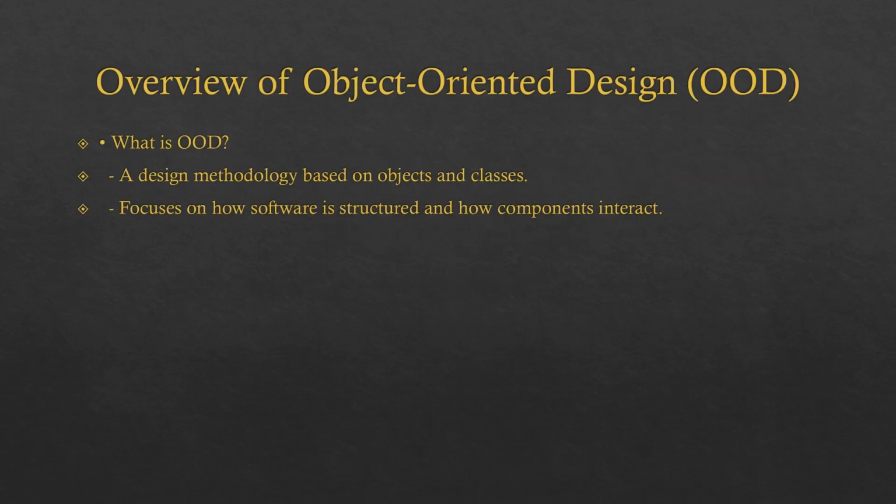First, let us understand what object-oriented design, or OOD, is. OOD is a design methodology based on the concept of objects, which can hold data in the form of attributes and behaviors in the form of methods. The core principle of OOD is to organize software design around these objects, making systems modular and easier to understand.